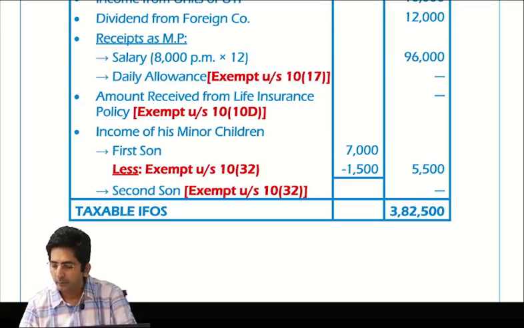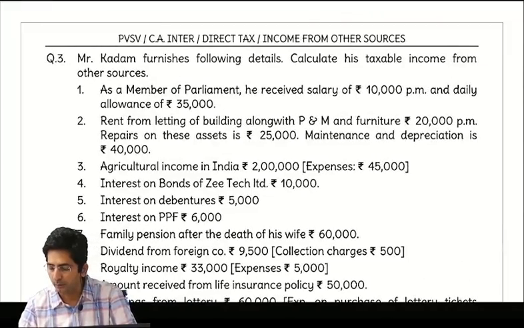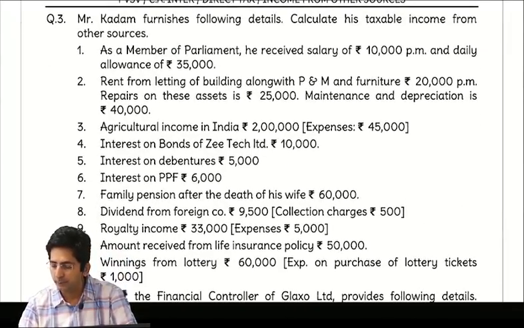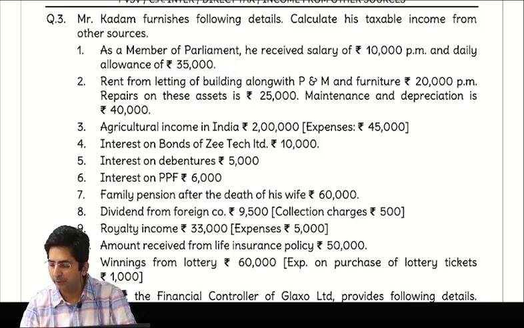Then what was the next question? Question number 2 we did. Question 3 was the homework. Okay. Question 3, see fast. As a member of parliament, he received salary. This will be taxable, 10,000 into 12, 1,20,000. And daily allowance will be exempt under section 10(17). So you will have to put dash.